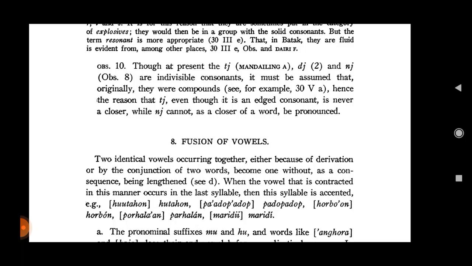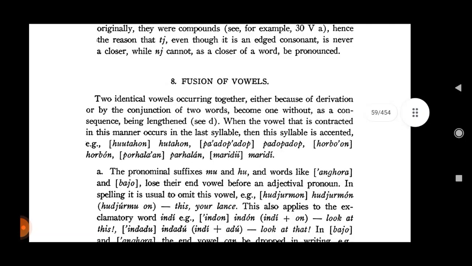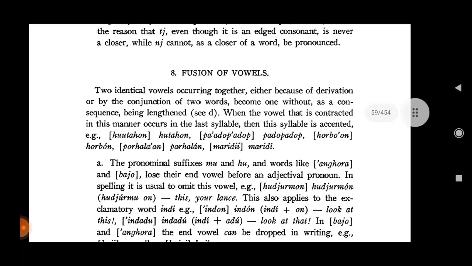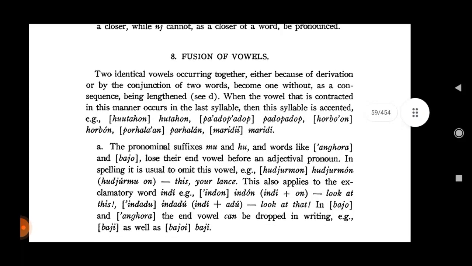33e. That in Batak they are fluid is evident, among other places, 33e, Ops, and Dari F. Obsted. Though at present the Ch, Mandarin A, J, 2, and Ny, Ops 8 are divisible consonants, it must be assumed that originally they were compounds. See for example 35e. Hence the reason that Ch, even though it is an H consonant, is never closer, while Ny cannot, as a closer of word, be pronounced.